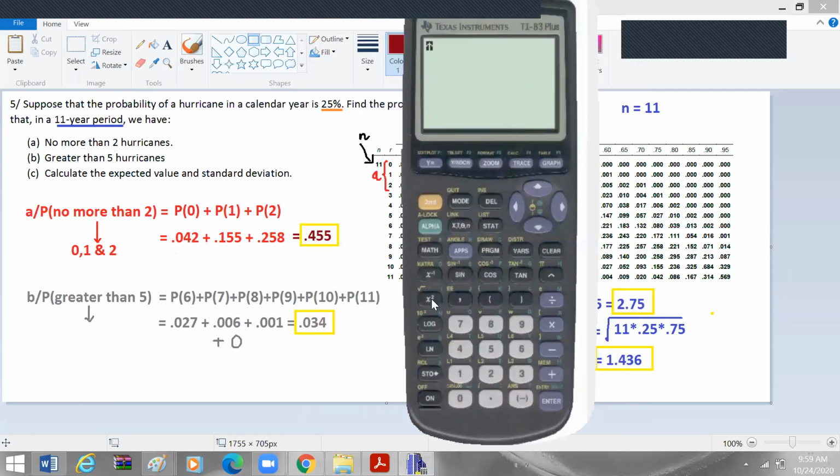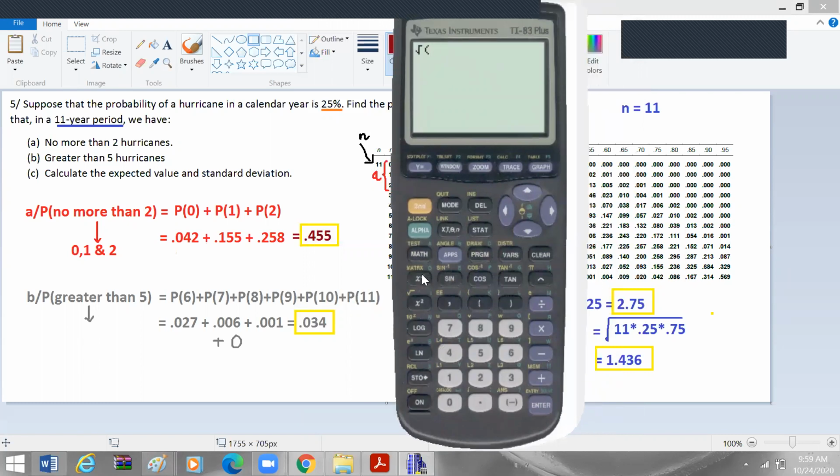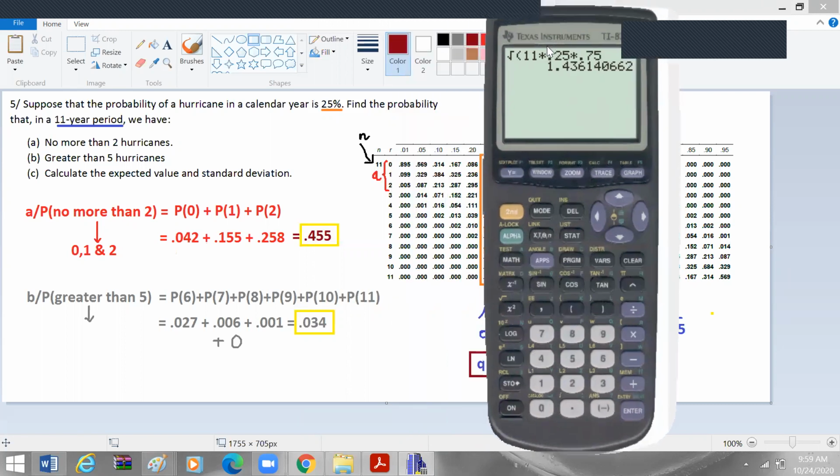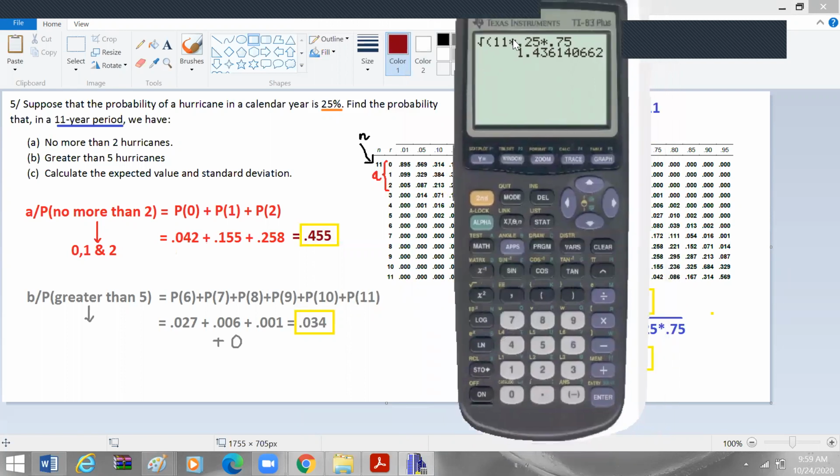So I'm going to take the square root, and then you put down 11 times 0.25 times 0.75, and you got it right. Absolutely, so that would be 1.436. Okay. We just have to be careful when we do these calculations, and make sure that we check the decimal point, because that's really important to get it right. Okay, so we check the decimal point.